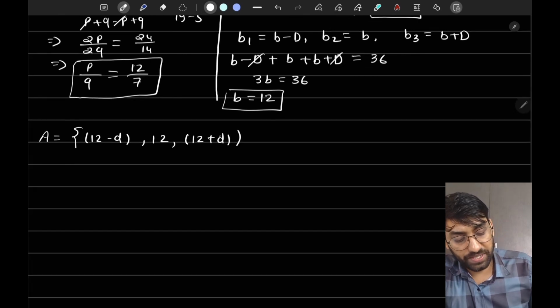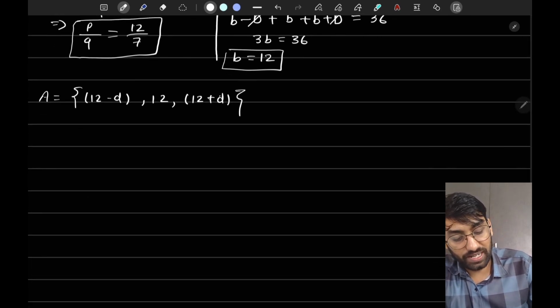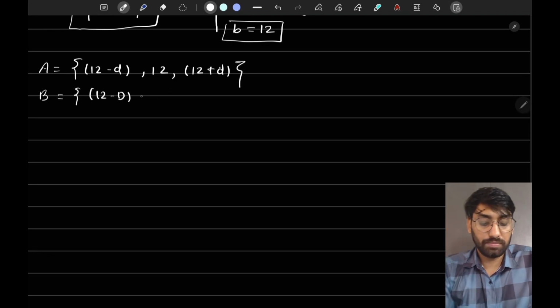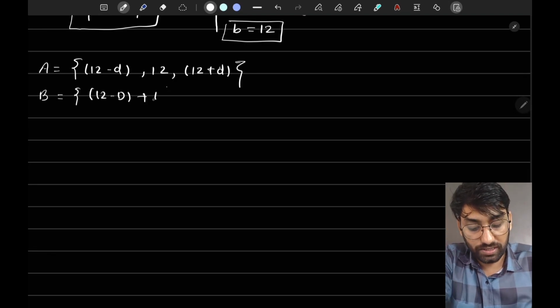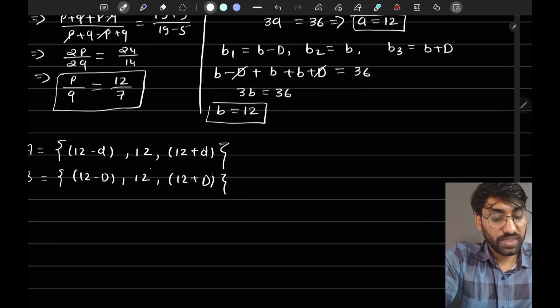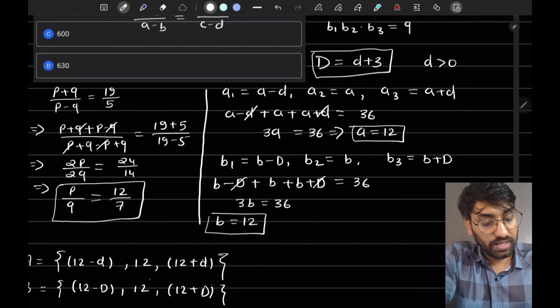Correct? And B will have what? B will have elements 12 minus capital D, 12, and 12 plus capital D. Now capital D is nothing but what? Okay, capital D is d plus 3.